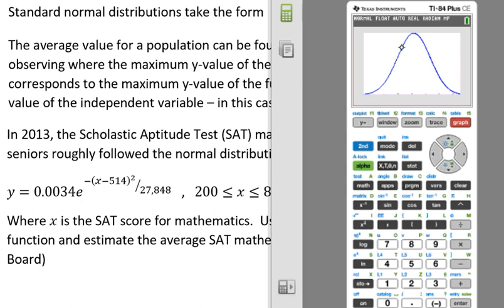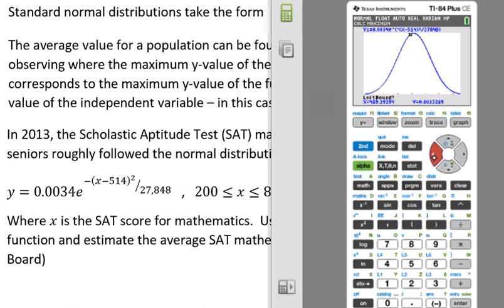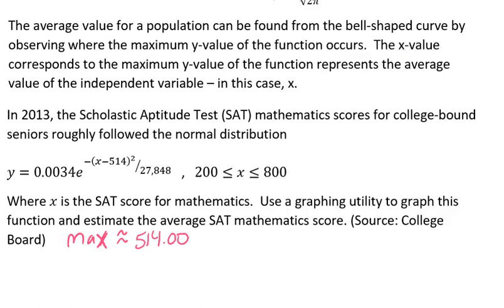And because we're looking for our maximum value, we're going to calculate our maximum using the calculate feature of our graph. So second trace will bring up our calculate feature, and we want the maximum value. So we need to be on the left side of our maximum, and then we're going to move over to the right side of our maximum and make sure that our maximum is between our two lines, and hit enter. And we're getting an x value of approximately 514. So let's go ahead and write that down. So here we have that maximum score of 514.